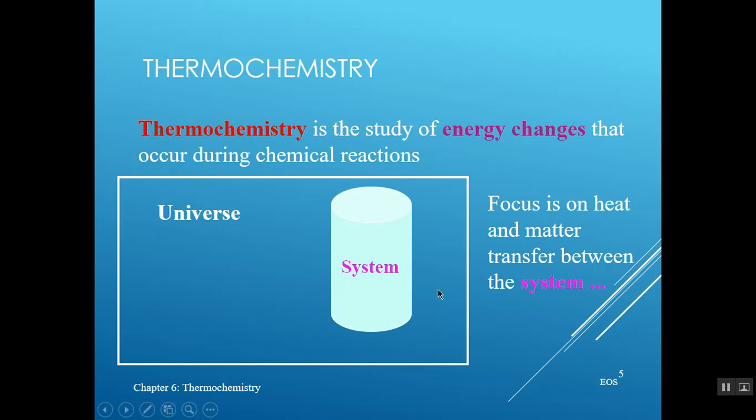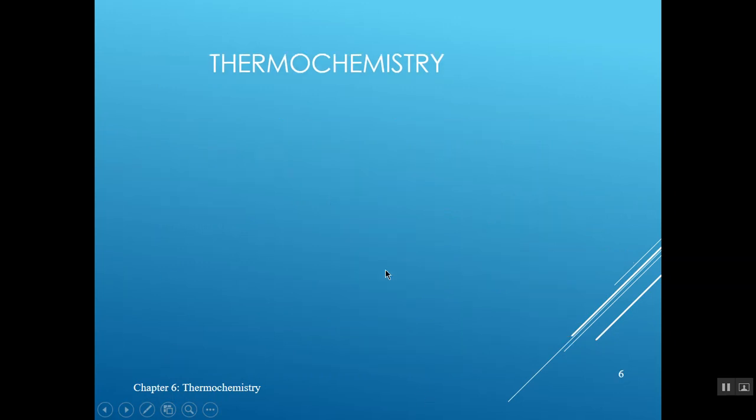The universe, well, the system is part of the universe. So therefore, once we identify what the system is, the rest of the universe is simply called the surroundings, right? So one could say, and I've seen this expressed in a sort of mathematical equation, that the system plus the surroundings is equal to the universe.